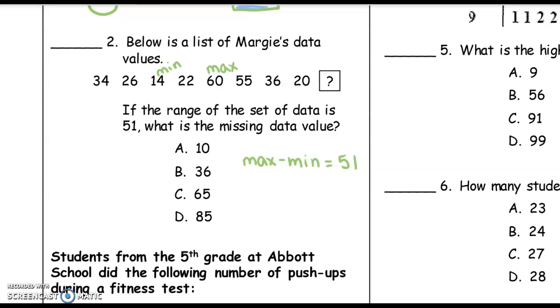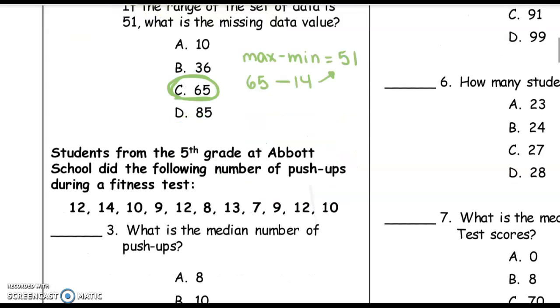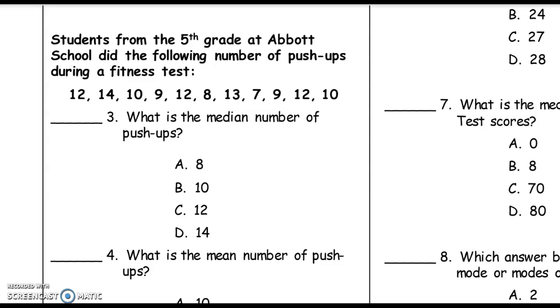Let's see what else I could do. What if I changed my max? What if I changed my max to 65? So it would be 65 minus my minimum of 14. Does that equal 51? 65 minus 14 does equal 51. So C is my answer. I had to change my maximum. Changing my minimum there, if I went from 60 minus 10, it would give me 50. So it wouldn't have been big enough. I needed 51.